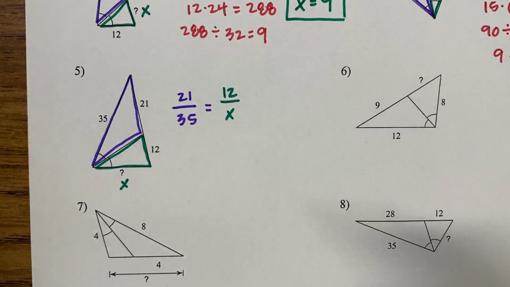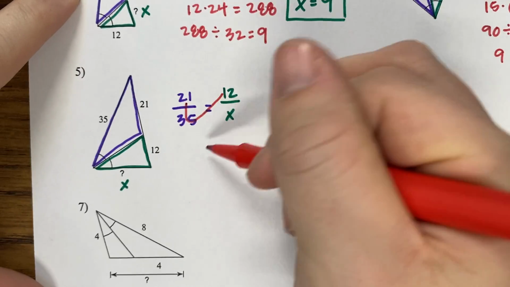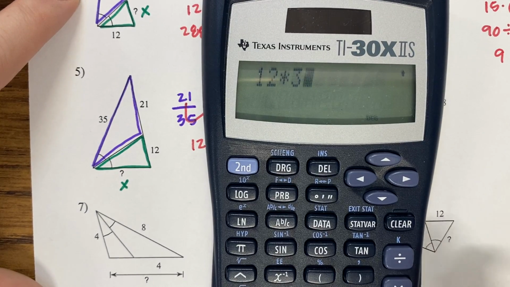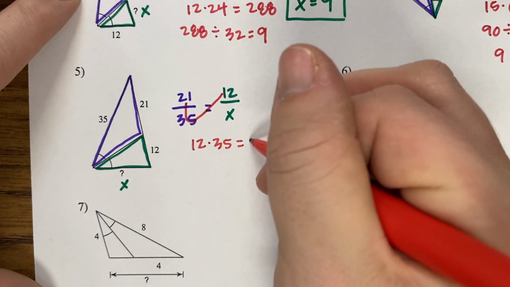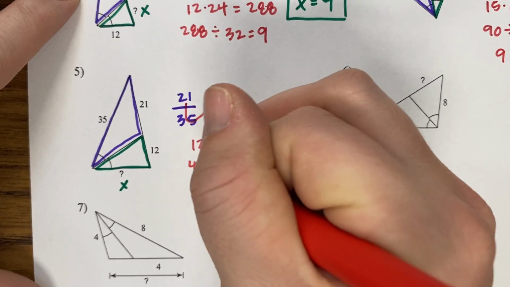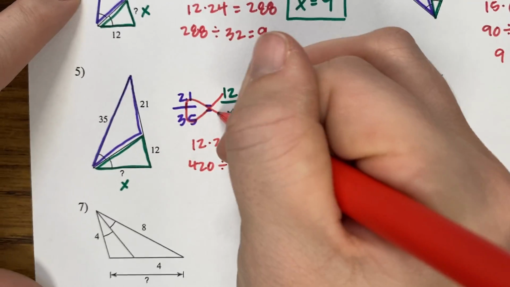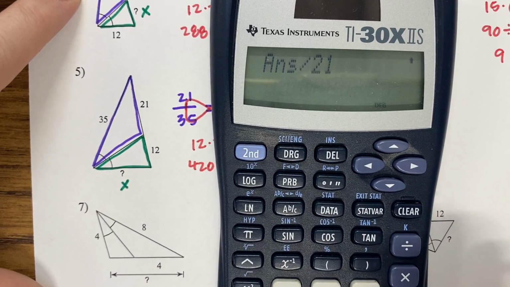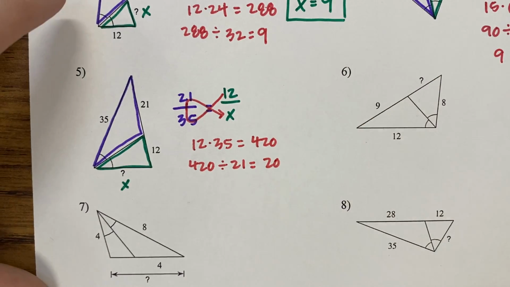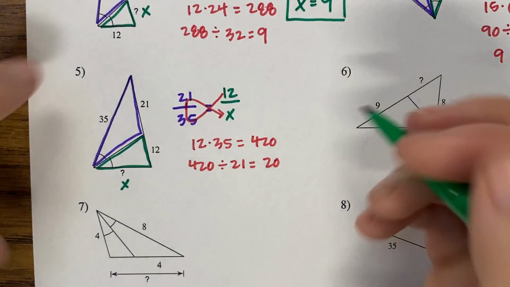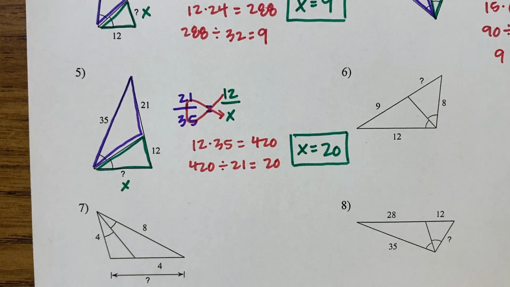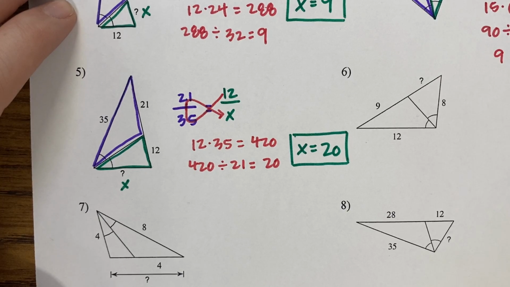Okay, and I can go ahead, cross multiply 12 times 35. Okay, let's see what that is. 420. Okay, then I'm going to take 420, divide it by my last number, which is 21, and that'll give us our x. 420 divided by 21 gives me 20. Okay, so I know that that missing side of my green triangle is 20. Beautiful.